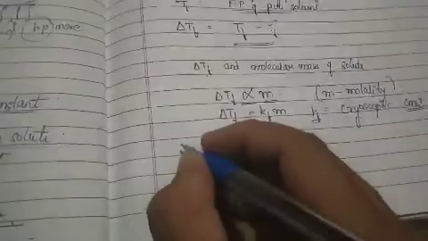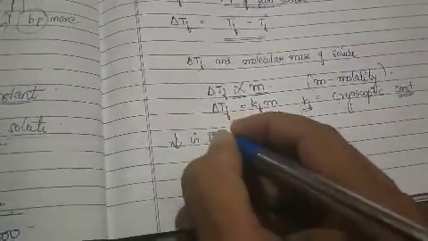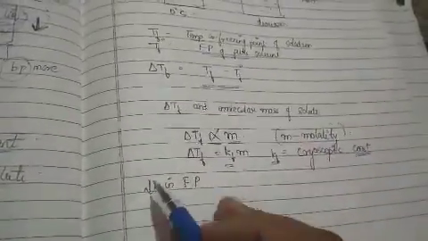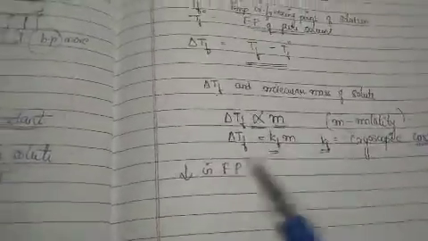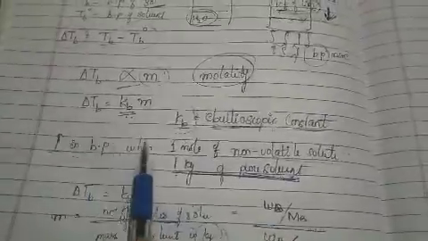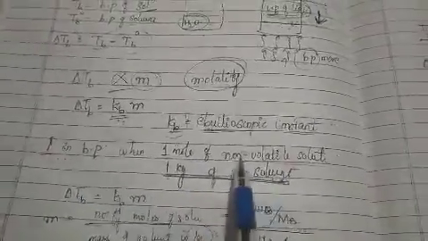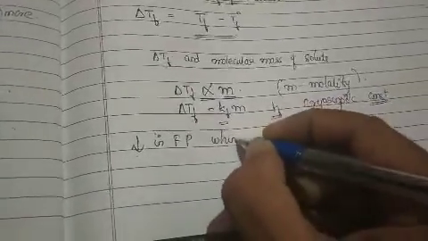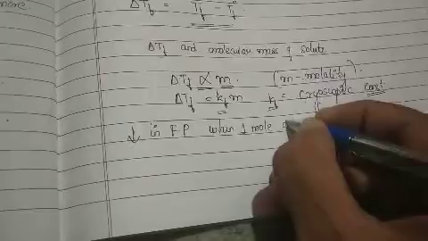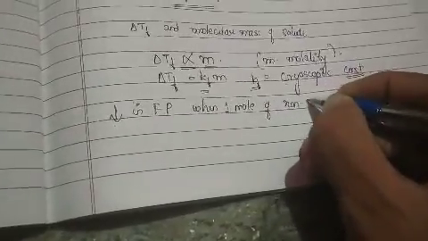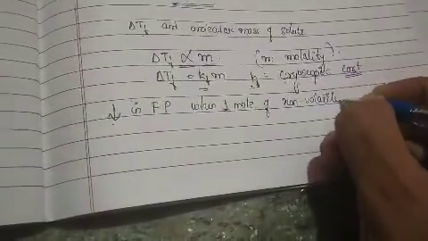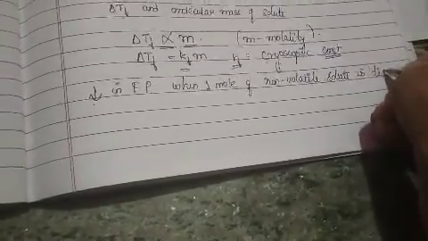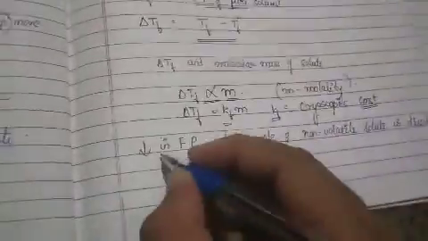So here what should be there? It is a decrease in the freezing point. Why? Because with the addition of a solute, the solution's freezing point has been decreased. So next, when one mole, the remaining things will be the same. So it is a decrease in the freezing point when one mole of non-volatile solute is dissolved in 1 kg of solvent.